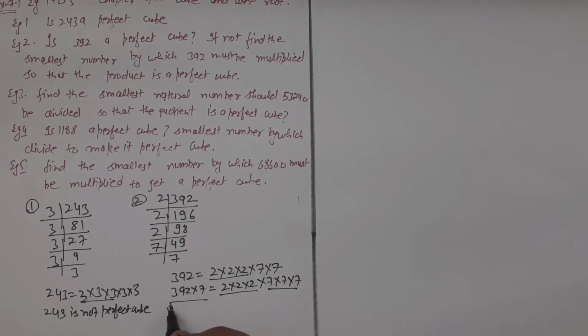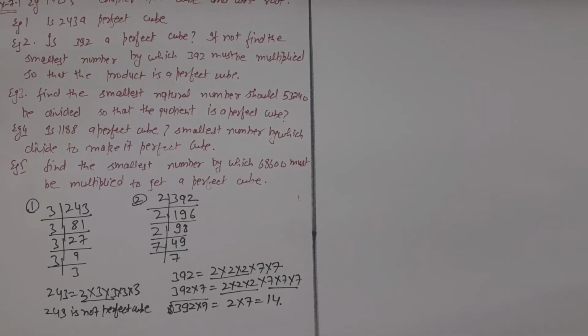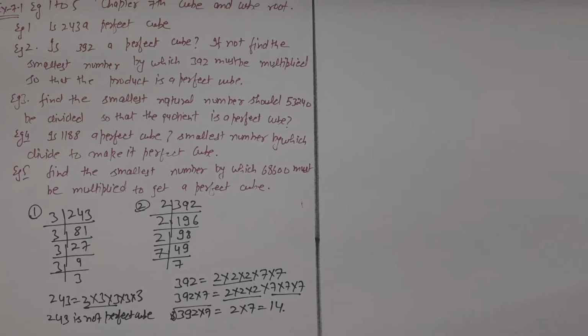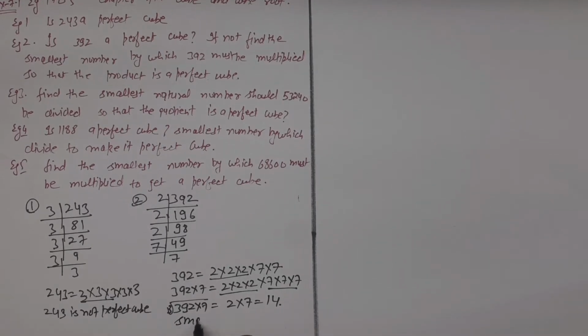Symbol of cube root. Take one common number from each triplet and multiply by 7. Answer is 14. Hence the smallest number by which we have to multiply is 7, and the cube root of the number is 14.